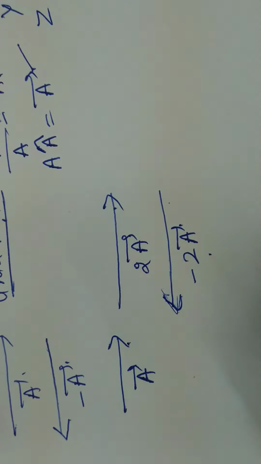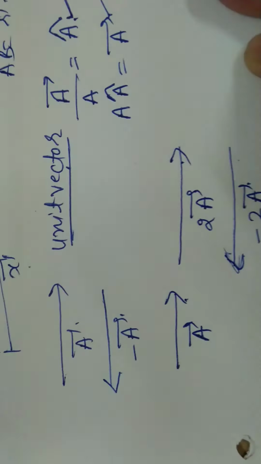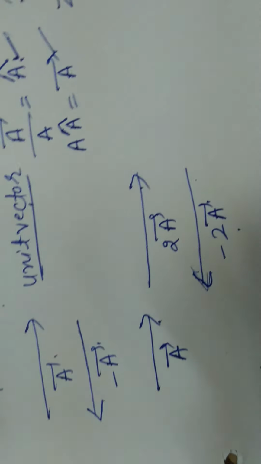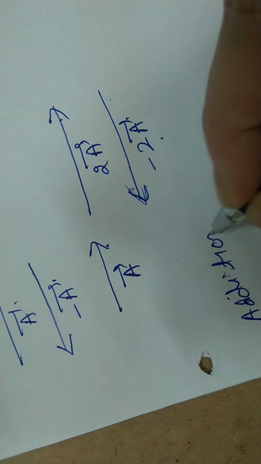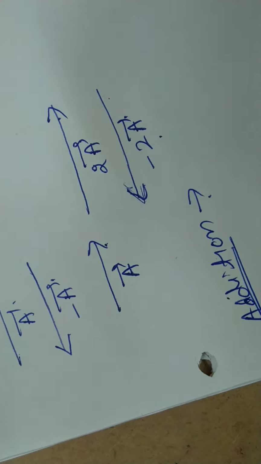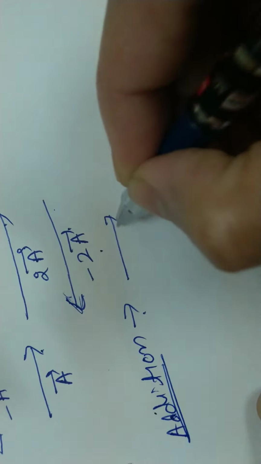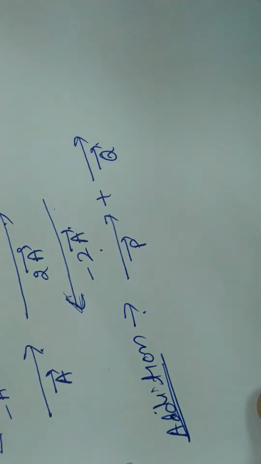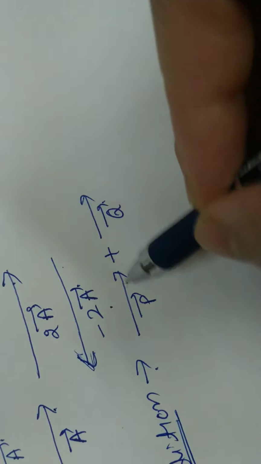Now we have the addition of vectors. How do we add vectors? The addition of vectors is represented geometrically by drawing the vectors. If we want to add the p vector plus the q vector, first we draw the first vector.